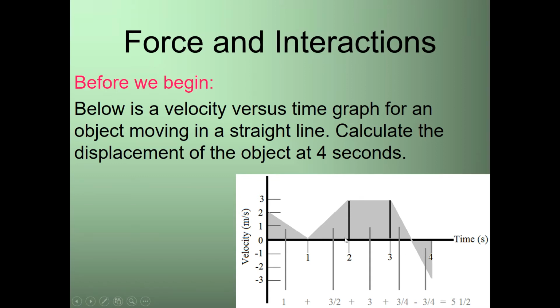Now, because the area of this line here is all above the x-axis for my velocity, that means the velocity of that object is going in the positive direction. At 1 second, the velocity is 0. And at 3.5 seconds, the velocity is also 0. However, something happens from 3.5 to 4, and that is the object is traveling in the negative direction because I have a negative velocity here. So I'm going to subtract the last portion of negative 3/4, ending up with 5.5 meters as my displacement.